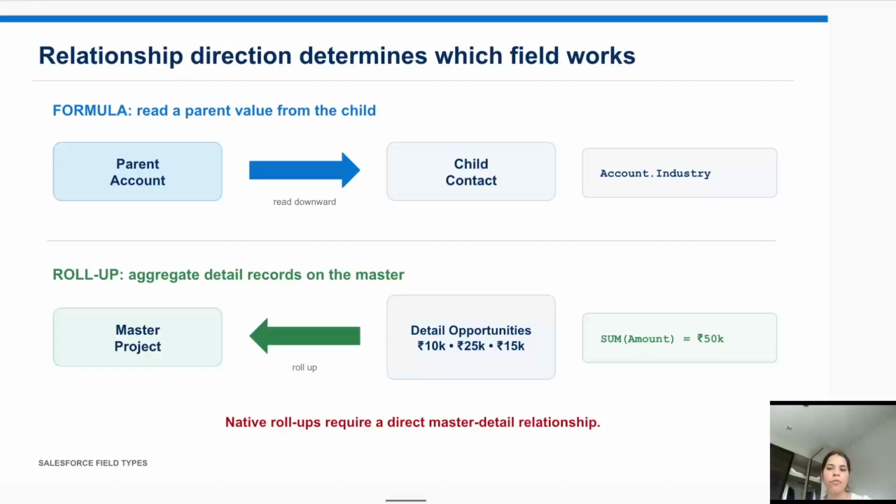While roll up summary fields work opposite to formula fields. They collect values from multiple child records and update the value on the master record. So the formula field direction is top to bottom: we fetch the detail from the master record and update the child value. While in roll up summary fields, the data direction is bottom to top, because we are fetching the values of multiple detail records, combining them, and then updating that value on the master record.